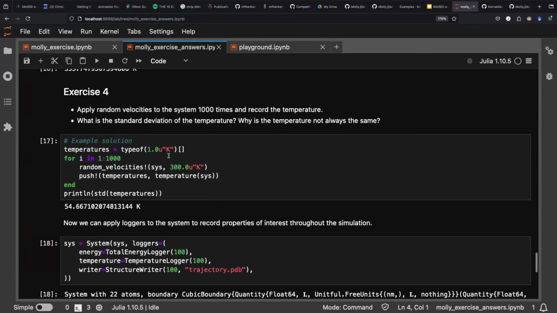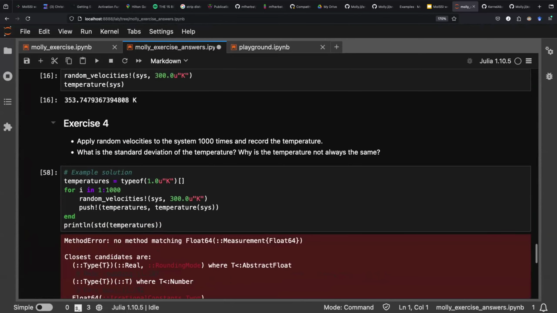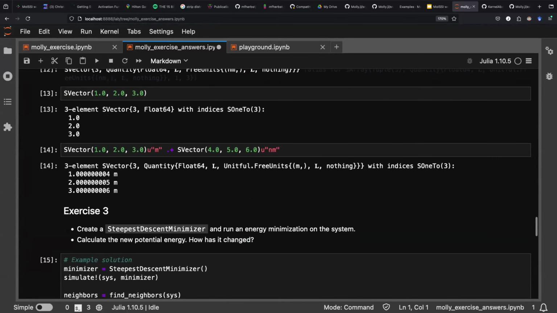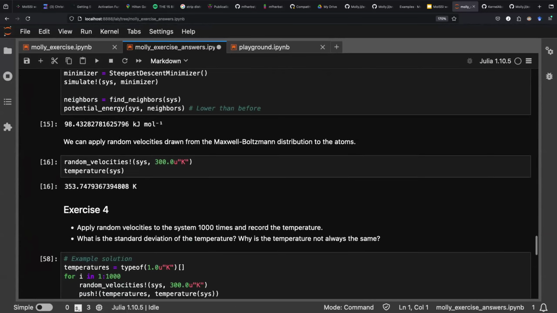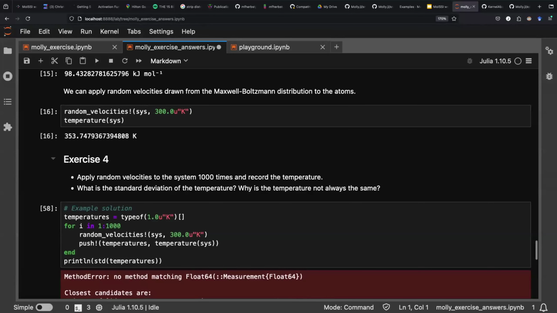Okay, so then we can apply random velocities to the system from the Maxwell-Boltzmann distribution, and when we do so, we see that it has a standard deviation. I haven't run these in the right order, but you get the idea. So why does the temperature deviate when we call random velocities?